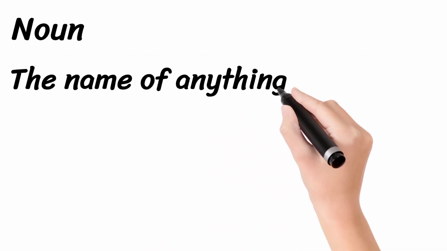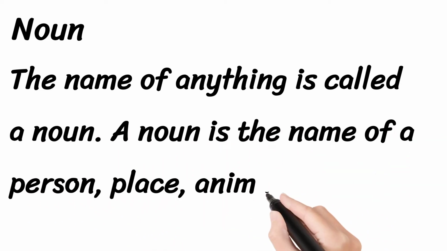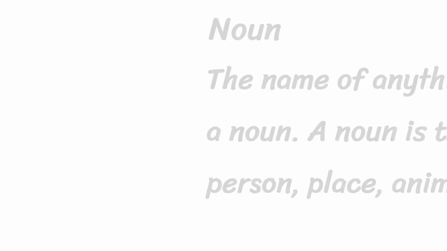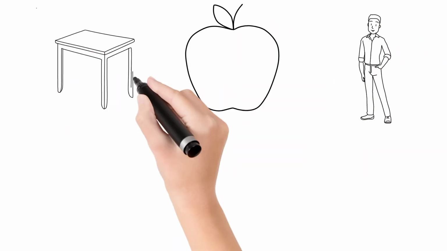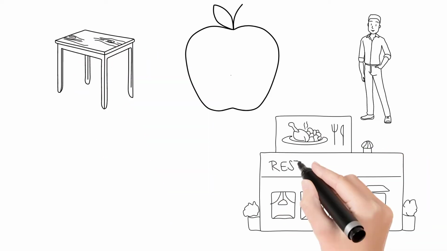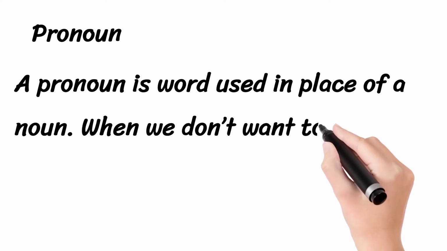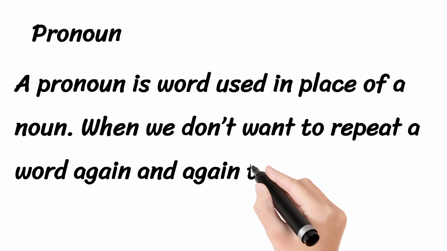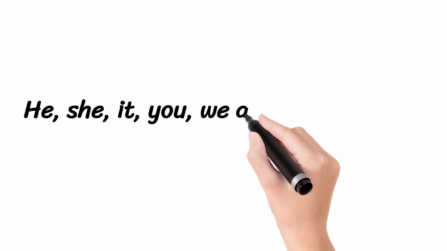Noun. The name of anything is called a noun. A noun is the name of a person, place, animal, or thing, such as a boy, an apple, a table, a restaurant, a car. Pronoun. A pronoun is a word used in place of a noun. When we don't want to repeat a word again and again, then we use a pronoun. Some pronouns are he, she, it, you, we, they, etc.